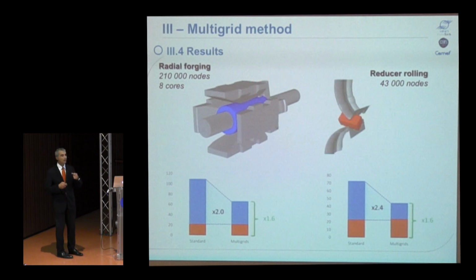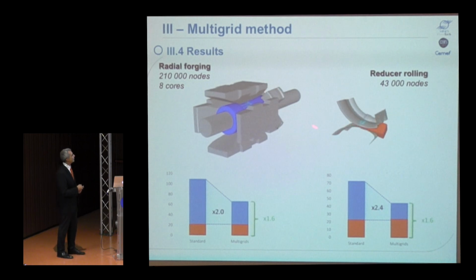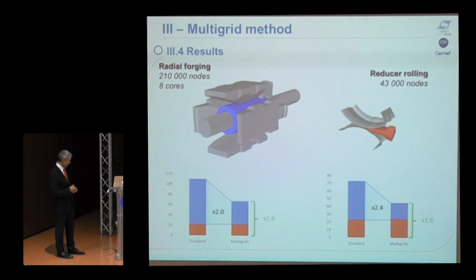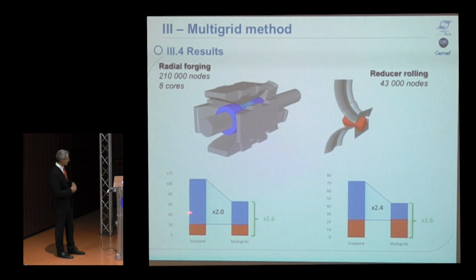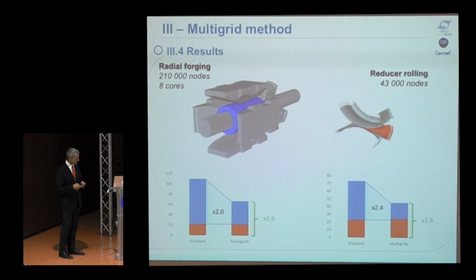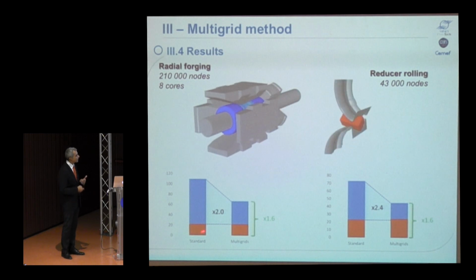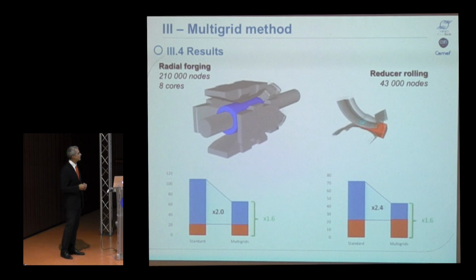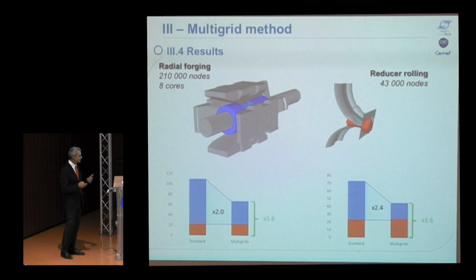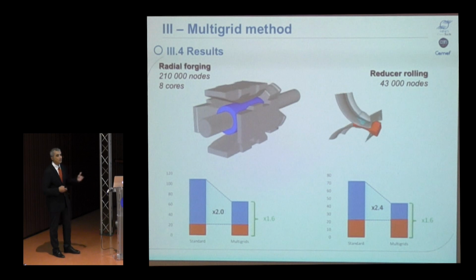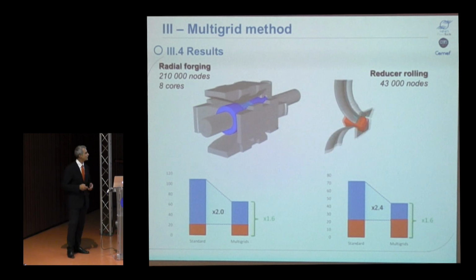So we can apply it to more complex problems, so reducer rolling or radial forging with different sizes of problem. You can see that using the multigrid methods, we have a decrease in the computational time for solving the linear system, but there are some costs that are not affected by the linear system, so in the end we have a speed up which is about 1.6. This is quite interesting when we have problems that last for several days.